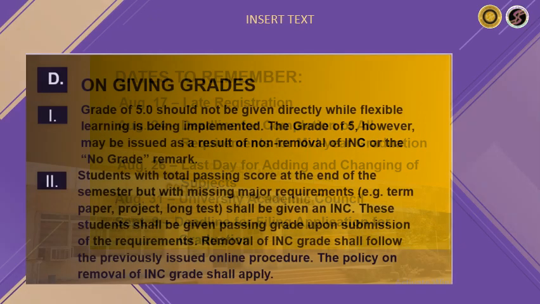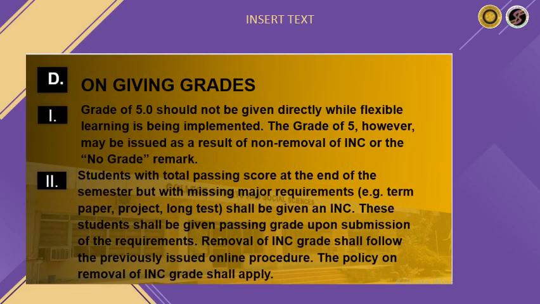I'm going to discuss to you the university policy on giving grades. It says here that a grade of 5 should not be given directly while flexible learning is being implemented. During the pandemic, the university discouraged and actually asked faculty members to be lenient to their students by not giving students a failing grade.